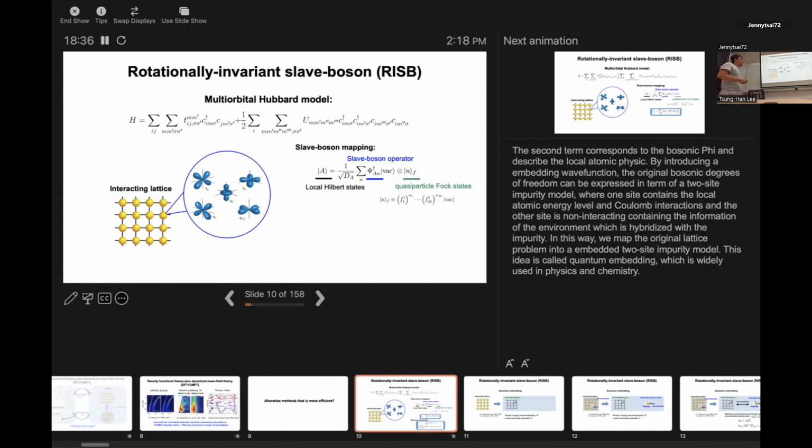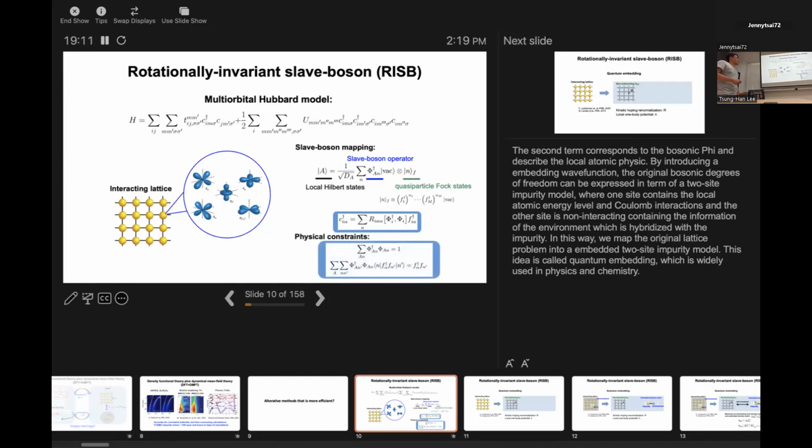Within this type of mapping, the original electron can be written in terms of a product of the boson operator R, which is a matrix and is a function of these boson operators. This matrix is multiplied by these quasi-particle Fock states. So this is the representation of the original physical operator in terms of bosons and fermions.